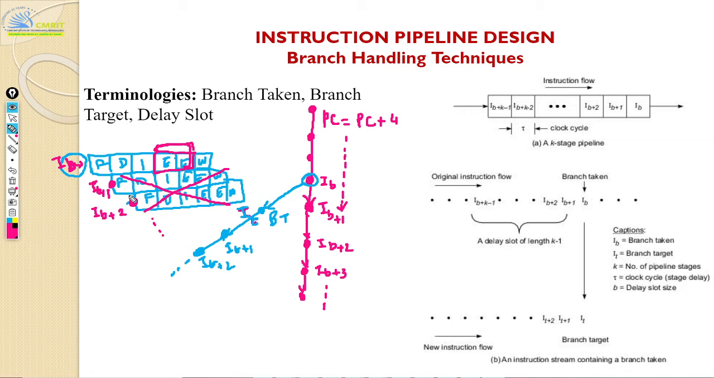So all your PC equals PC plus 4 fetches will become obsolete. All these things are done. You have to flush the pipeline, and then you fetch the new instruction. The new instruction will be your IT, the instruction target. So your IT will come here. You're going to fetch your new instruction. Is it clear, everyone? So this is what will happen when you have a branch.